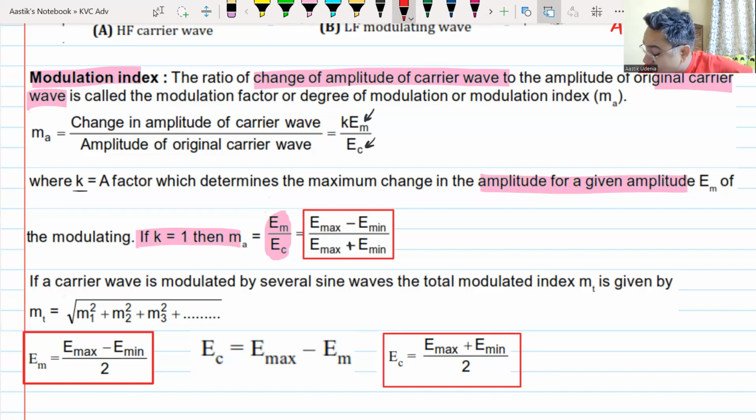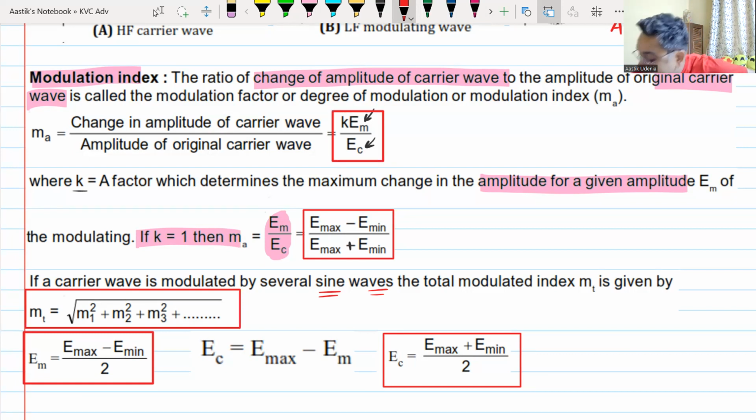If the carrier wave is modulated by several, more than one, sine waves, then the total modulation will be the square root of m1 squared plus m2 squared plus so on. Do we understand this? You'll have to remember this definition. What is the modulation index? This is the value of the modulation index, MA, and you can also write it in this fashion, if K is equal to 1, and in most cases K would be equal to 1. I'll give you 2 minutes to write it very calmly.